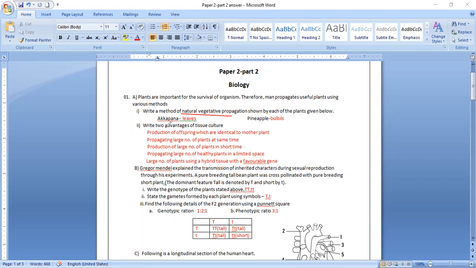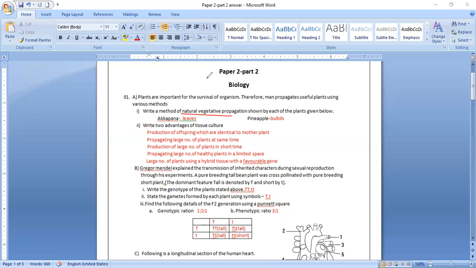Then they have asked to write two advantages of tissue culture. So I told tissue culture, that is a method of artificial vegetative propagation, right? So you can write any of these as the answer. So when you are doing tissue culture, there you can produce offspring which are identical to the mother, right? All the babies are identical to the mother. Then you can propagate a large number of plants at the same time. At one time, we can have a large number of plants.